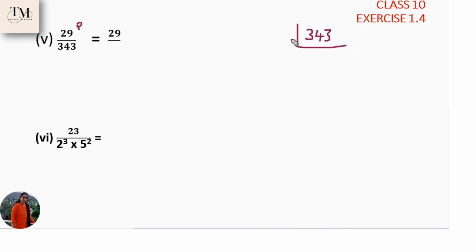343. If I take 3, 1 3s are 3, again 1 3s are 3, remainder will be 13. So 13 is not divisible by 3. So 5 cannot be taken. Next I take 7.